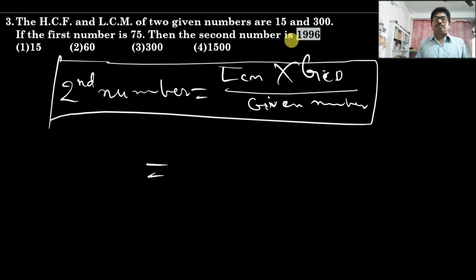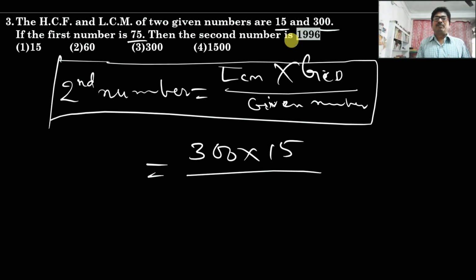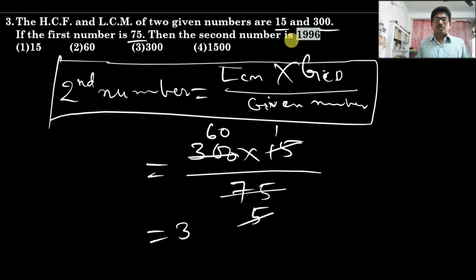So LCM is 300, HCF is 15, divided by the given number, 75. 15 ones are 15, 15 fives are 75, and 5 ones are 5, 5 sixes are 30. So 60 is the answer. Option 2 is correct.